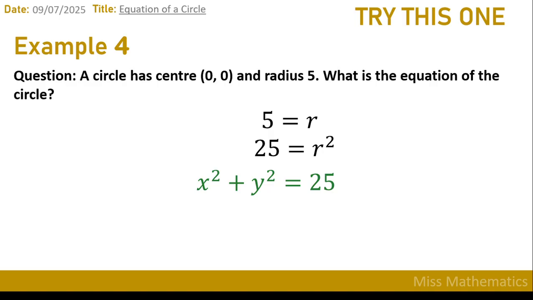Note how we don't use center 0, 0 in the equation, and instead we use this to inform us that the equation must be x squared plus y squared equals r squared, as this equation only applies for circles which have the center 0, 0.